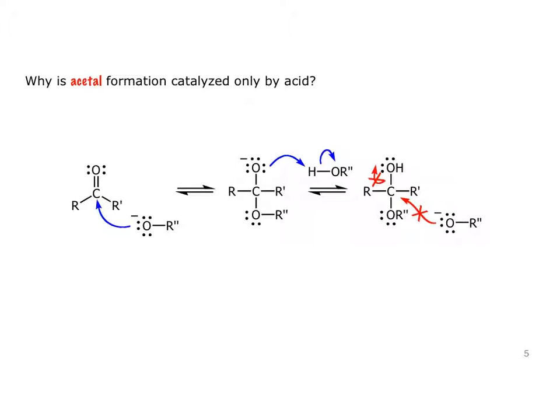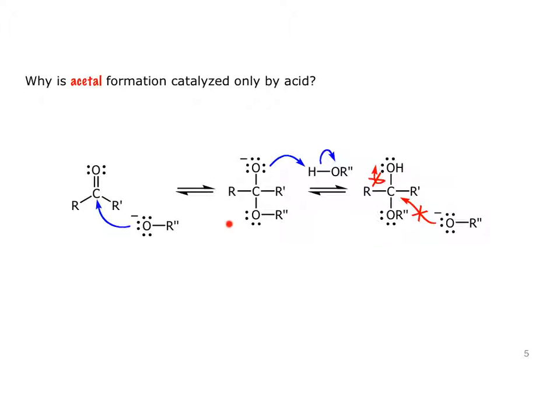So first off, why is acetal formation catalyzed only by acid? The reaction actually doesn't work in base. If you think about what mechanistically should be taking place under basic conditions, our alcohol should be deprotonated so that we have some alkoxide ion. This is analogous to hydration under basic conditions where we have hydroxide ion. Well, that's fine. Alkoxide ion is a strong nucleophile, and should add readily to our carbonyl.